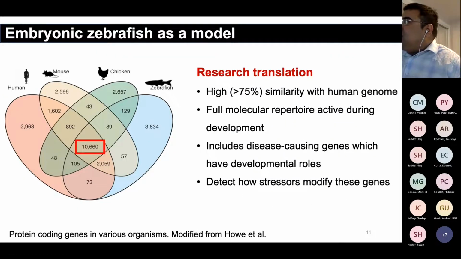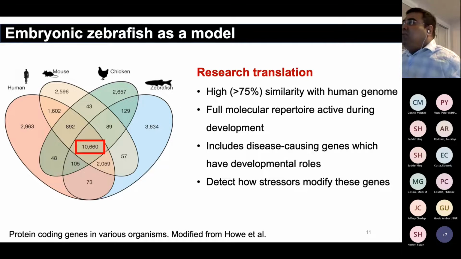From a research translation perspective, zebrafish is also used as a translatory model. This is because zebrafish has a high similarity, more than 75% similarity with the human genome.